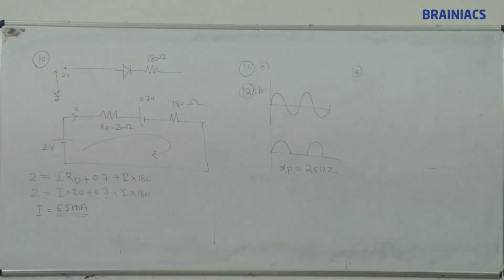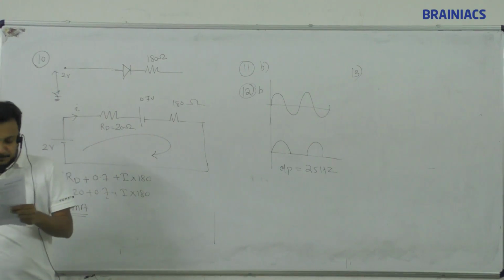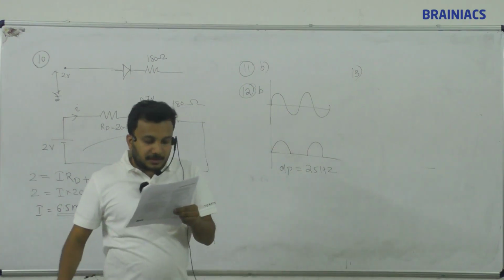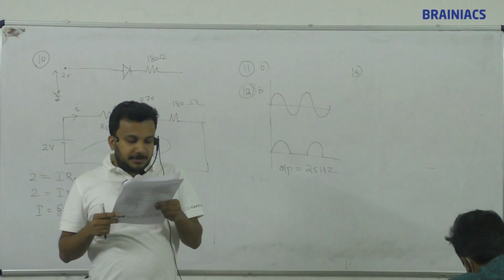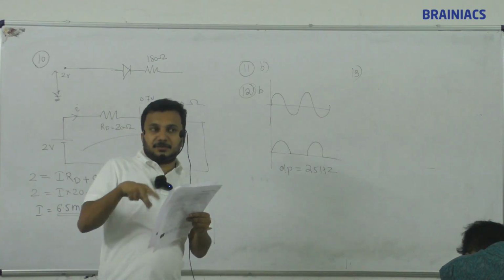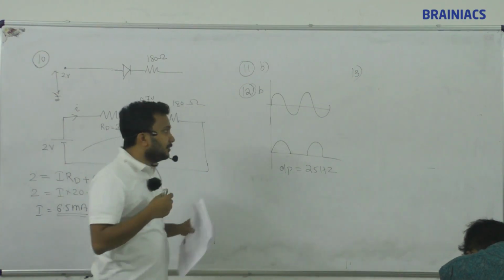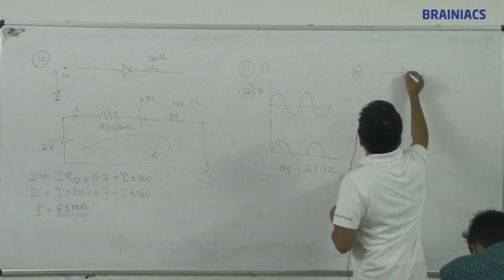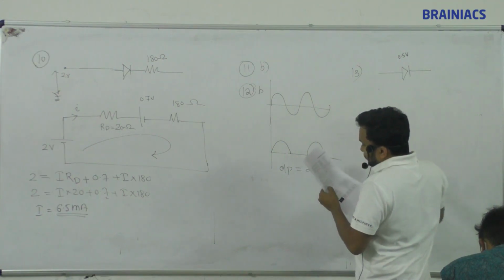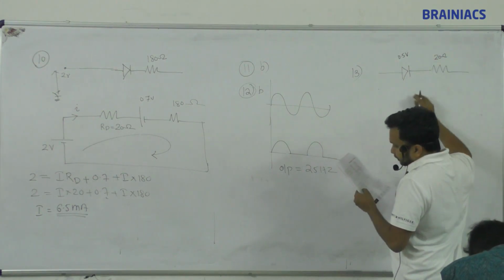a diode having a potential difference of 0.5 volt across its junction, which does not depend on current, is in series with a resistance of 20 ohm across a source. If 0.1 ampere current passes through the resistance, then what is the voltage of the source? Okay, so the statement is given, we have to construct a circuit diagram. A diode having a potential difference of 0.5 volt. So we'll draw a diode, and this will have a voltage of 0.5 volt. Does not depend on current. It is connected in series with a resistance of 20 ohm.